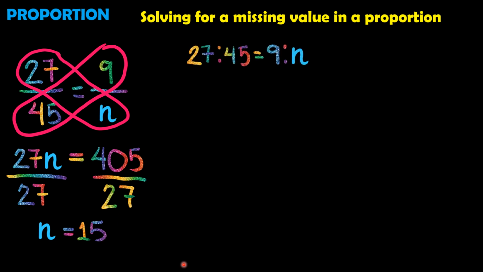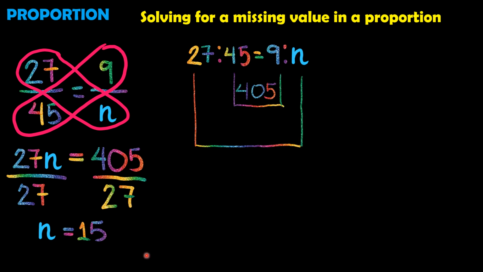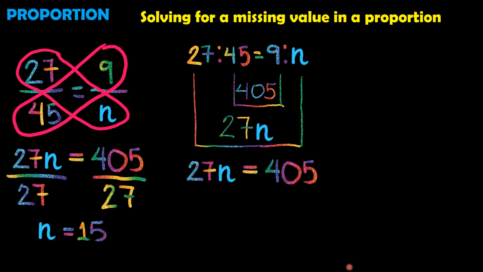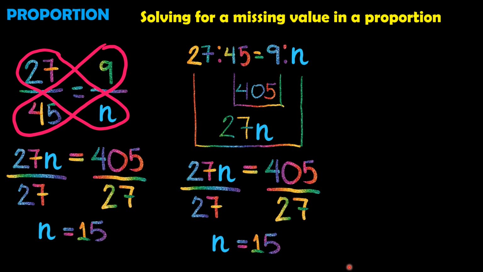So if the format given is in column form, 27 over 45 is now 27 is to 45 equals 9 is to n. We're still going to use our means and extremes. So get the means and the extremes. 45 times 9 is 405. The extremes, the product is 27n. And then just equate the answer. So 27n equals 405. Divide everything by 27. So n is equal to 15.